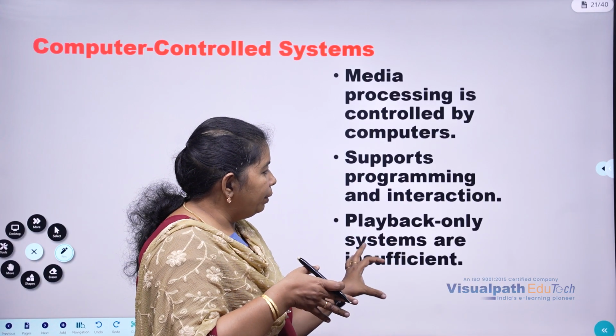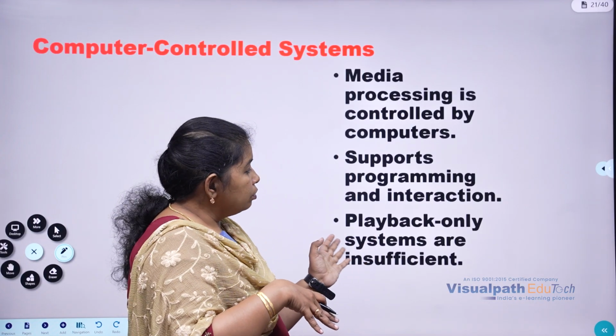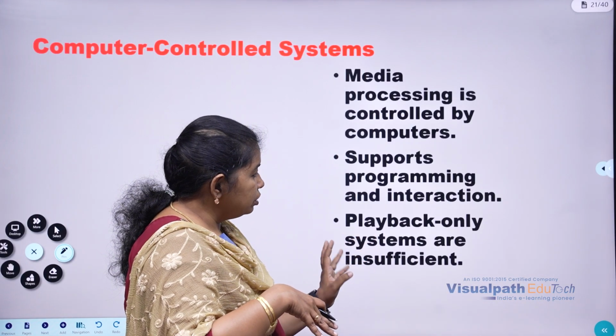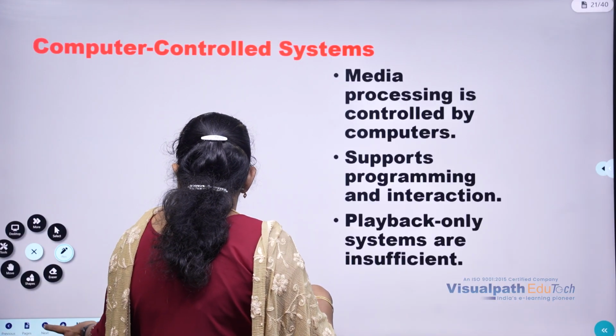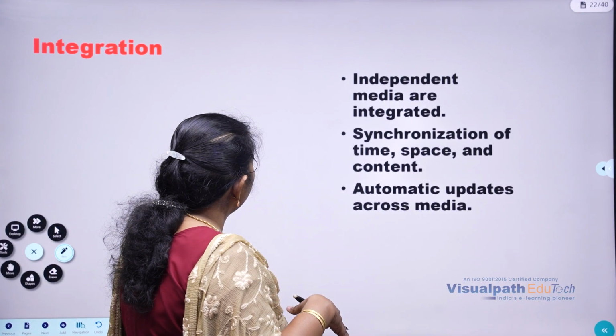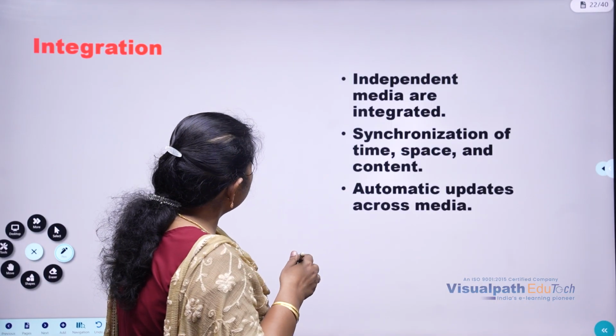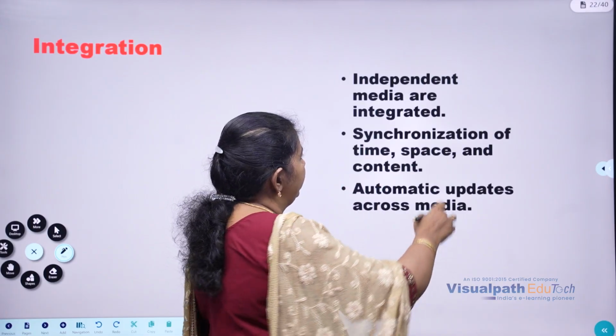So playback only means playing at the back of the screen, right? So playback-only systems are insufficient. These are the computer controlled systems, right? And integration. What do you mean by the term integration? The term integration means independent media are integrated.